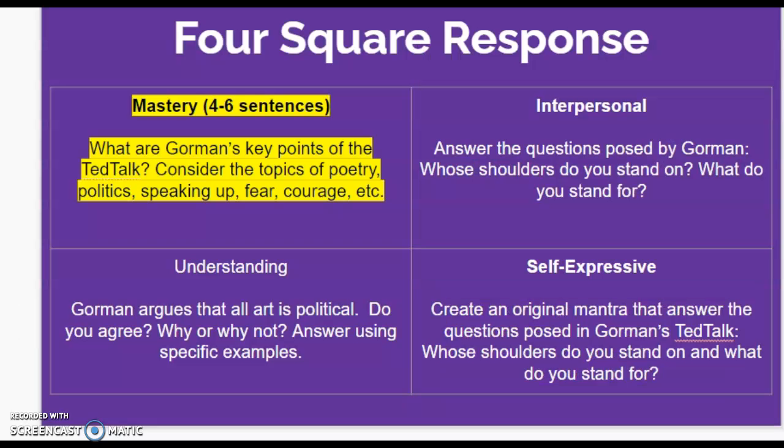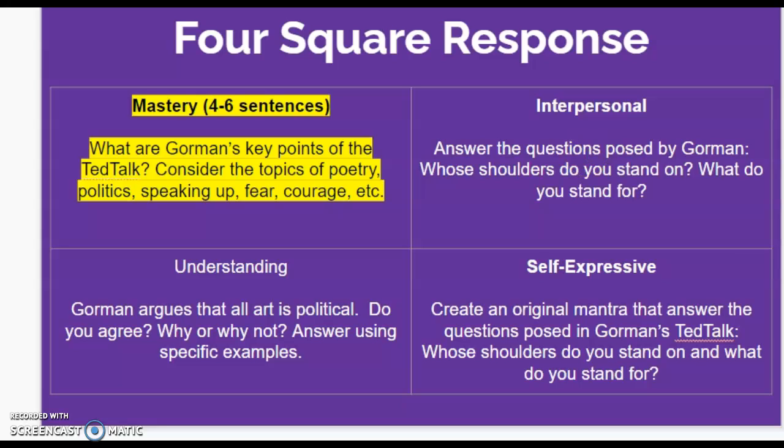When you finish that, you're going to complete the Foursquare response. The Foursquare response is on Canvas, so you can log on to Canvas and go to week 28 to find that. I also have the questions in slide 4 here. So in slide 4, you will see that everyone is going to answer the mastery question, which is what are Gorman's key points of the TED Talk. So you'll think about the topics of poetry, politics, speaking up, fear, courage, and so on. Those are just to give you some ideas. Obviously, those are the topics, but I want you to explain what is she saying about each of those topics. And then you'll answer one of the other responses.